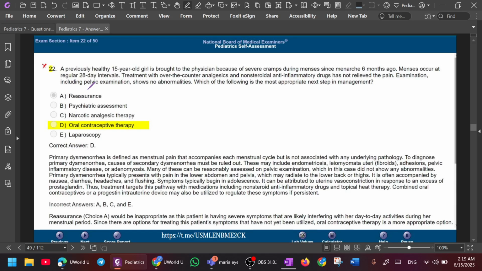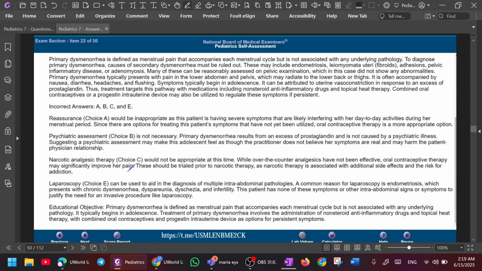It's not E. Laparoscopy can be used to aid in diagnosis of multiple intra-abdominal pathologies. A common reason for laparoscopy is endometriosis, which presents with chronic dysmenorrhea, dyspareunia, dyschezia, and infertility. This patient has none of these symptoms or other intra-abdominal signs or symptoms to justify the need for an invasive procedure like laparoscopy. Okay, next.